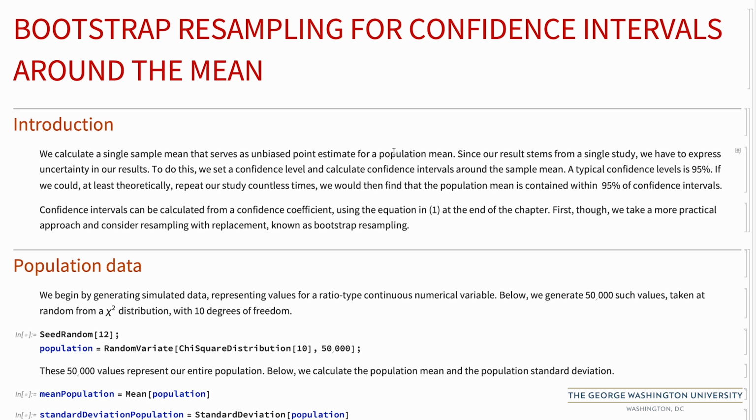In reality, what we really mean by that is if we could, at least theoretically, do our study an infinite number of times over and over and over again, that 95% of the confidence intervals that we get will contain the population mean. Now, we only do our study once, and though we set a confidence level of 95%, we can never know if our confidence interval is one of the 95% that contains the population mean or one of the 5% that do not.